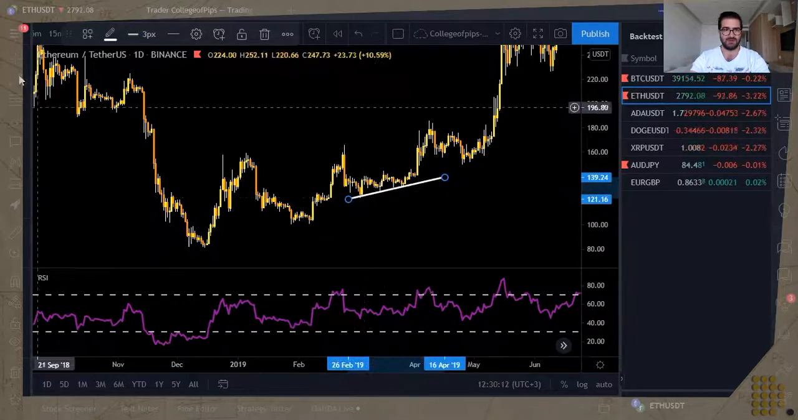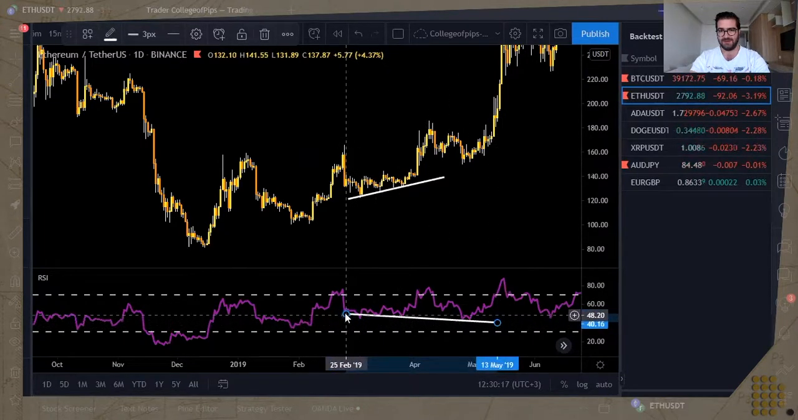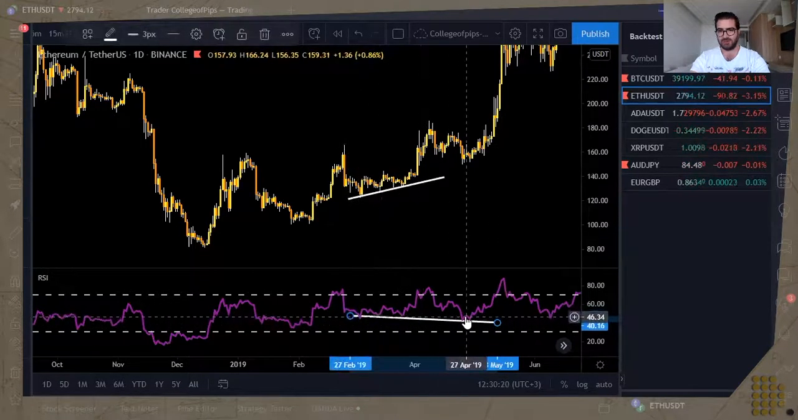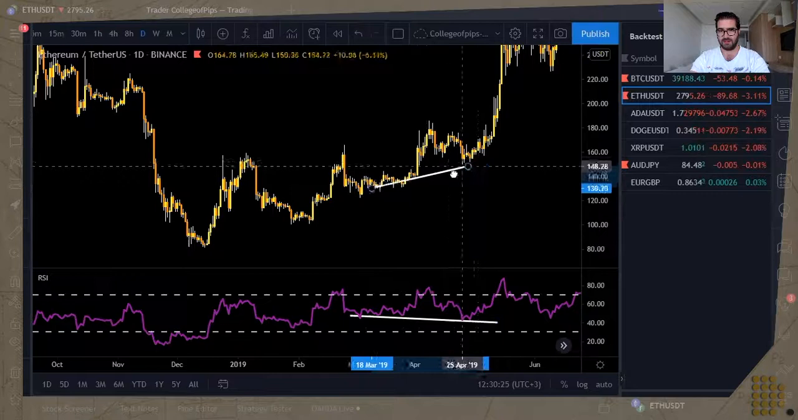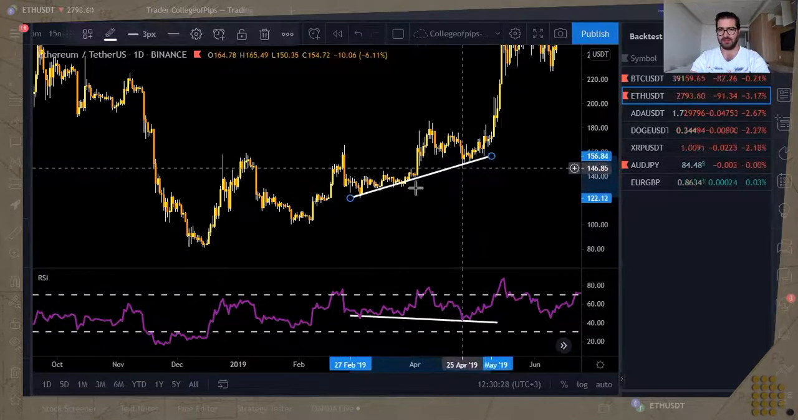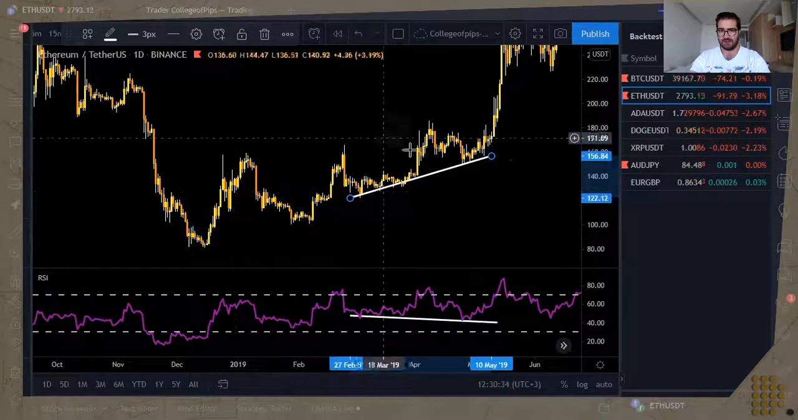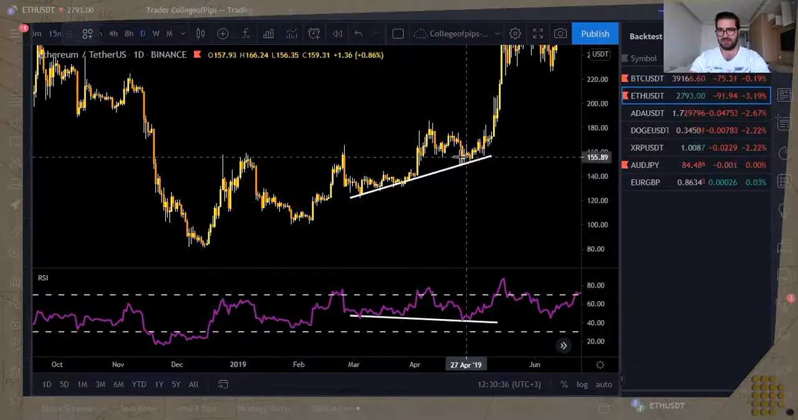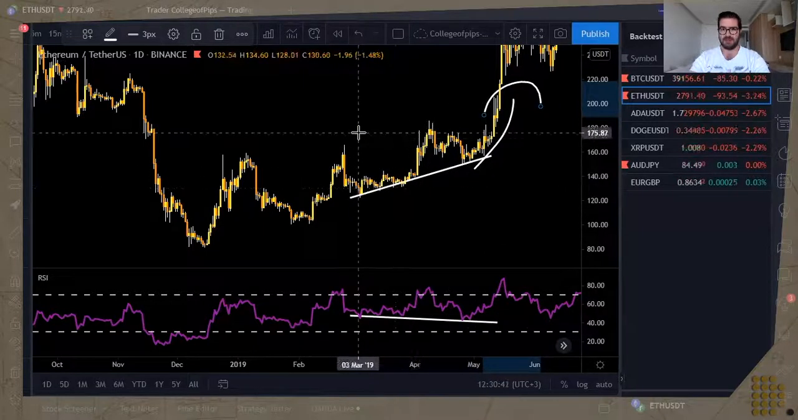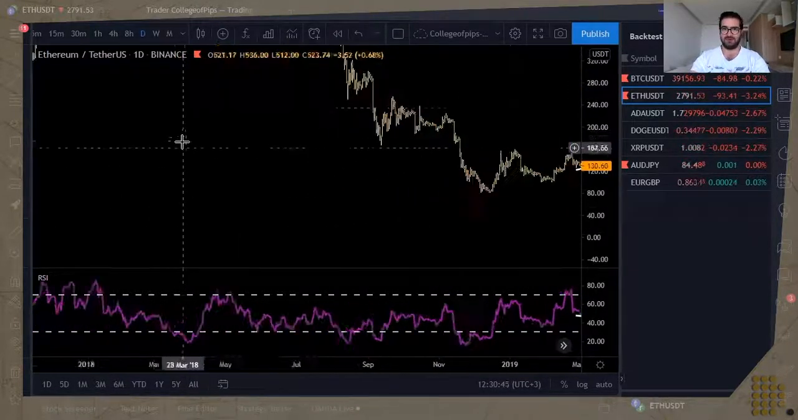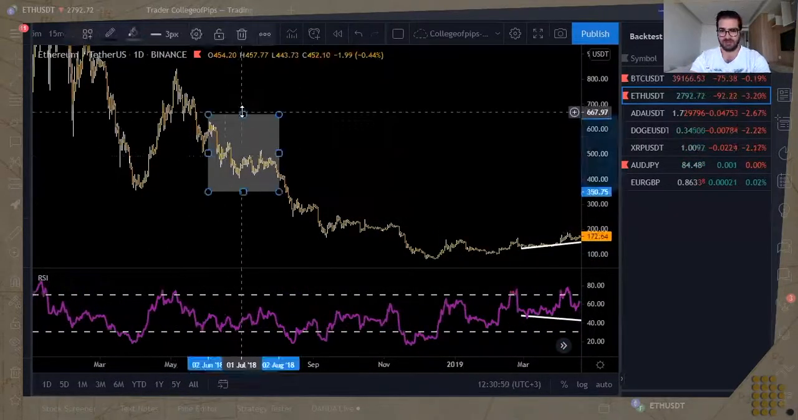We have higher lows. However, if I take the same part beginning from here, the oscillator here is showing lower lows. Comparing this to this, higher lows on price, lower lows on the oscillator. And since we are in an uptrend, what we should expect after this signal is a continuation of the main pattern to the upside.